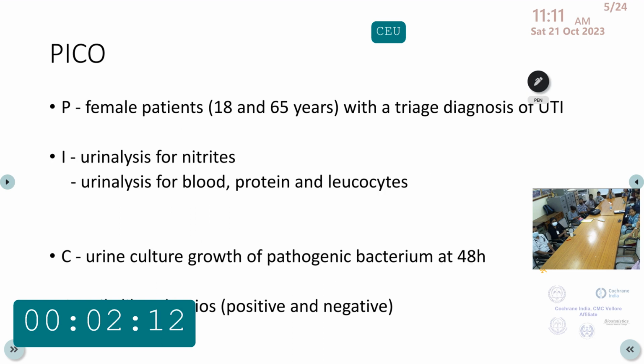Here in this study, they looked at female patients between the ages of 18 to 65 with a triage diagnosis of urinary tract infection, and they did this urinalysis test, and we are specifically interested in two things. First one is urine for nitrites, and the rest is for blood, protein, and leukocytes. And we compared that with the gold standard of urine culture growth of pathogenic bacterium at the end of 2 days, at the end of 48 hours. The main outcomes we were looking at were the likelihood ratios, which we'll look at in subsequent slides. Also the sensitivity, specificity, and the positive and negative predictive value of the test.